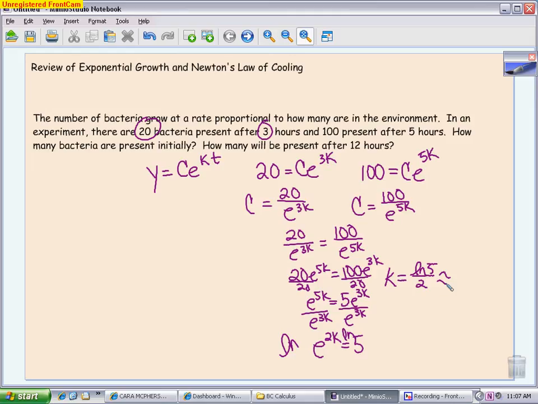I've already done this, so I had both of them ready. It ends up being approximately 0.8047. You can use the exact, or if you plan on using the decimal further, it is a good idea to store it in your calculator.